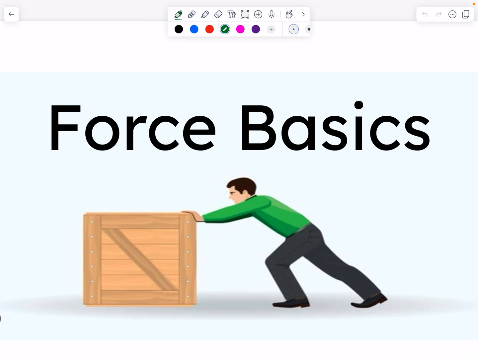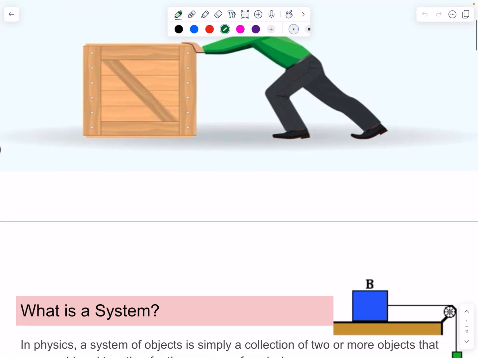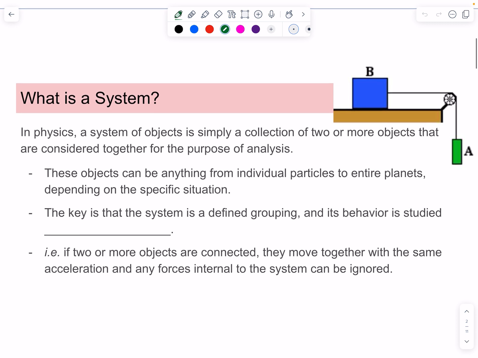All right, let's take this opportunity to introduce the concept of forces, which are kind of the backbone of physics. So we're starting out with some big stuff here. First off, let's describe what a system is.